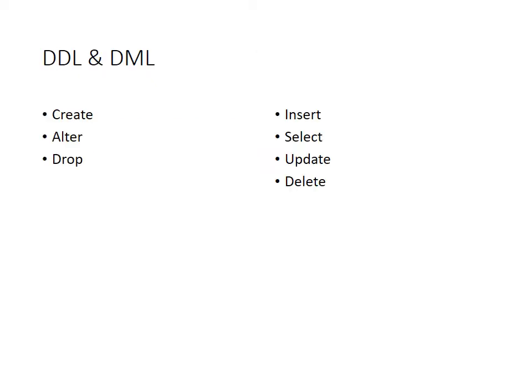Now the comparison of DDL and DML. DDL, data definition language, includes create, alter and drop commands. That means to create the table, to alter the table, to drop the table. And what about the DML, data manipulation language commands? They include insert, to insert the data into the table, select, to display the data from the table, update, to modify it, and delete, to delete the rows or the columns from the table.